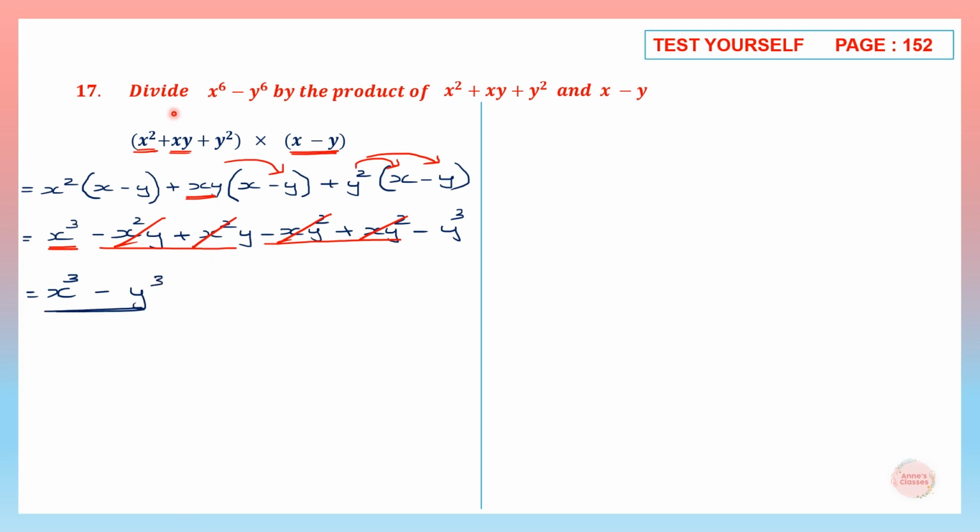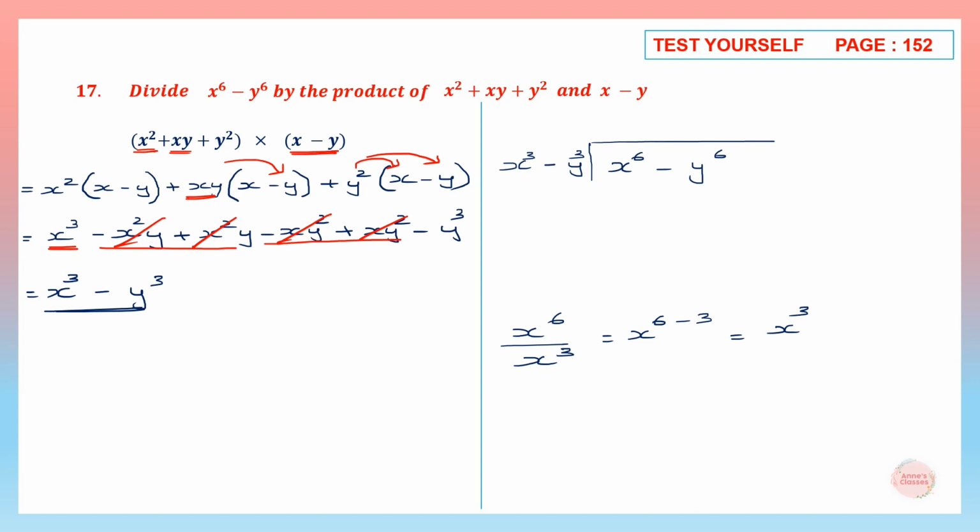Now we have to divide x to the power of 6 minus y to the power of 6 by this. So let's do that division. Here we have x to the power of 6 minus y to the power of 6, and we're going to divide it by x to the power of 3 minus y to the power of 3. So take the first term of the dividend, which is x to the power of 6, and divide it by the first term of the divisor. So this is x to the power of 6 minus 3, which makes it x to the power of 3. So let's write it here.